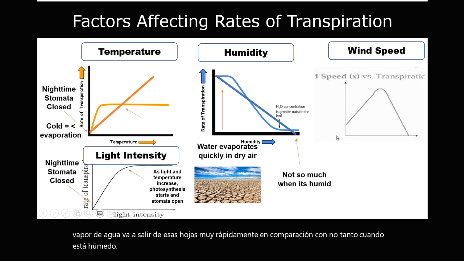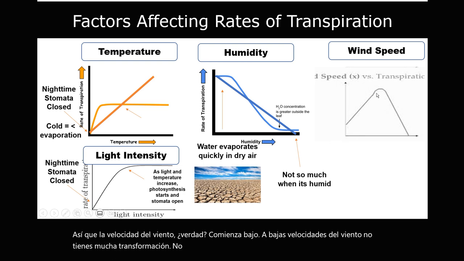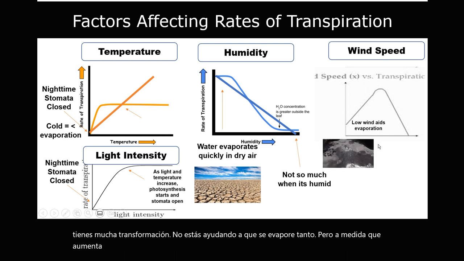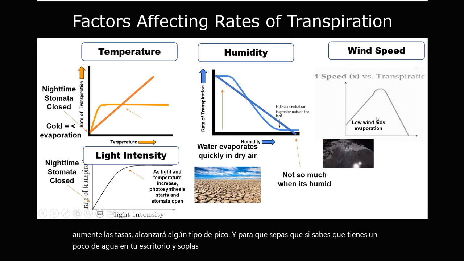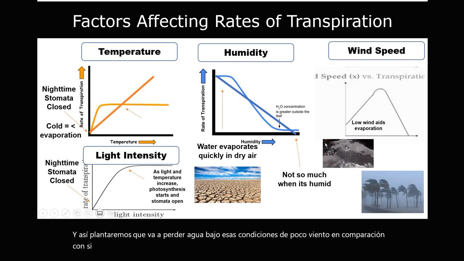So wind speed, right, starts low. At low wind speeds, you don't have much transpiration. You're not helping it evaporate that much, but as you increase the rates, you are going to hit some sort of a peak. And so you know that if you have some water on your desk and you blow on it, it'll dry faster if you're kind of blowing air across it. And so a plant is going to lose water under those low wind conditions versus if it's in a monsoon, it's probably going to close itself up because it's just trying to save itself.